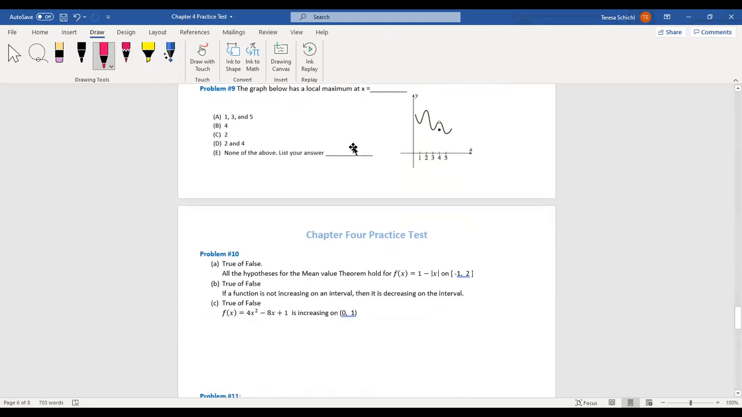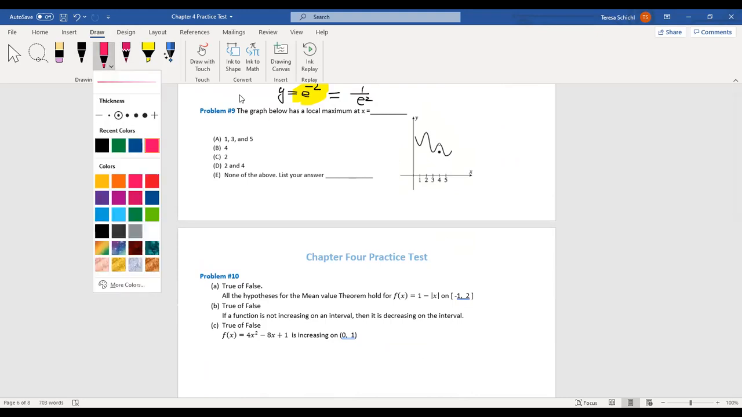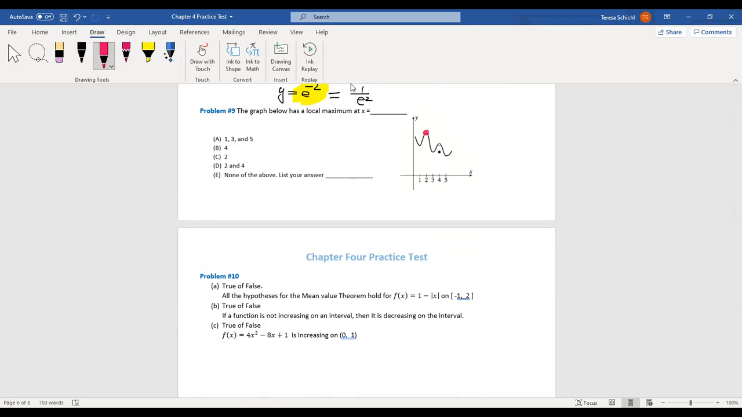Okay, now let's take a look at problem number 9 here. Where are we going to have a local max, all right? So let's take a look here, right? The local max here. I know that definitely this one is a local max, right? So this is x equal to 2. What is this one?